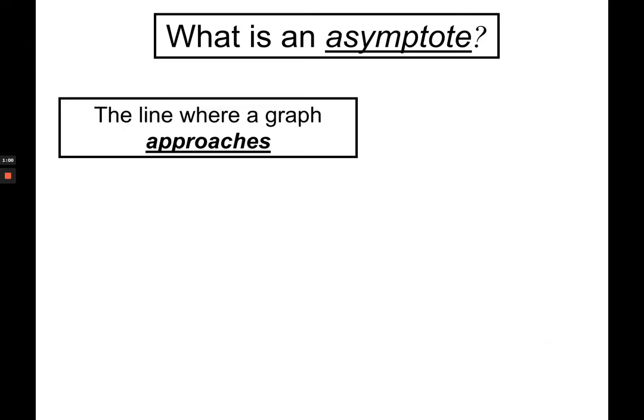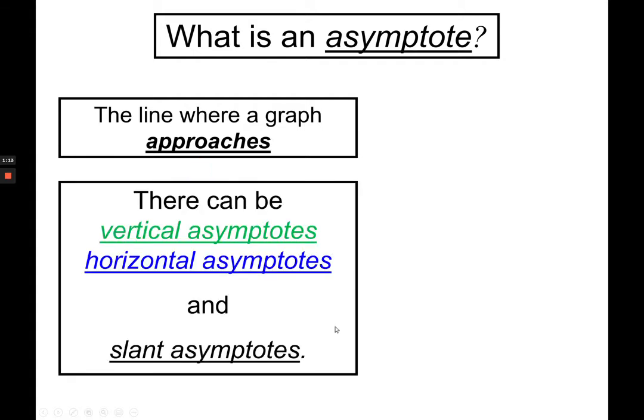Now, before we graph, let's recall some terminologies. We have asymptote. It's the line that a graph approaches, but does not intersect. There can be vertical asymptotes, horizontal asymptotes, and sometimes we may encounter slant asymptotes.